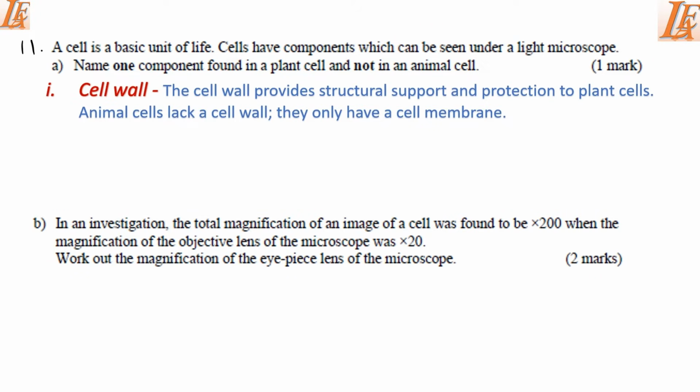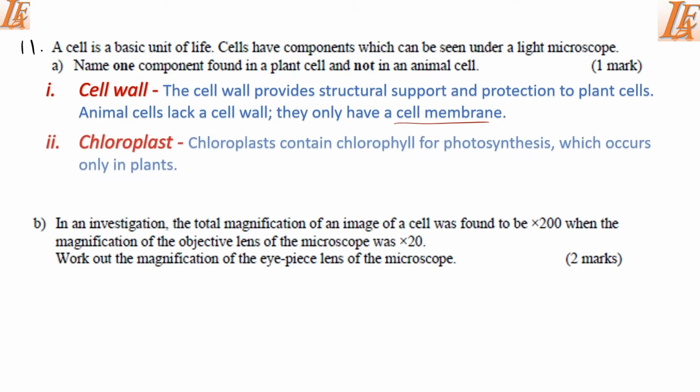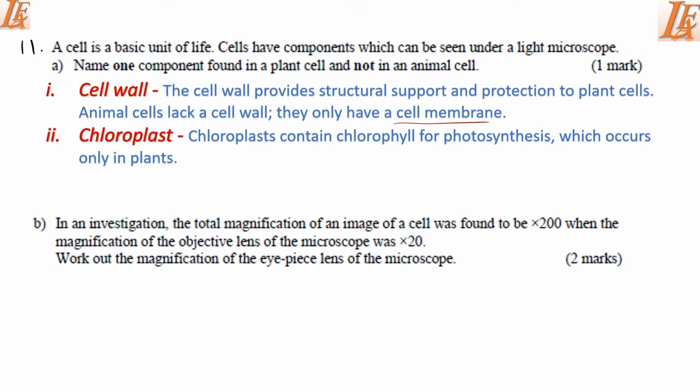A cell wall provides structural support and protection for a plant cell, but animal cells do not have a cell wall. They only have what we call a cell membrane. The second component you can see in a plant cell but not in an animal cell is the chloroplast. A chloroplast contains chlorophyll, which is used for photosynthesis, and this only occurs in plants. Remember, photosynthesis is a process where living things make their own food, and the only living things which make their own food are green plants. Therefore, this cannot be found in animals.